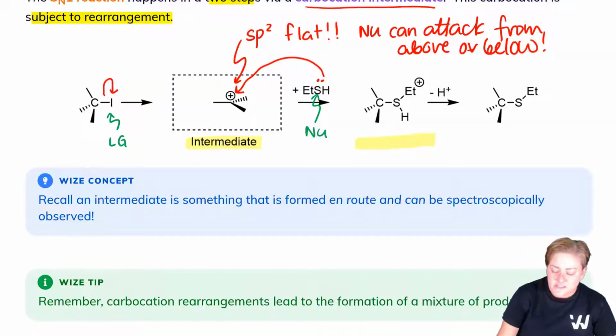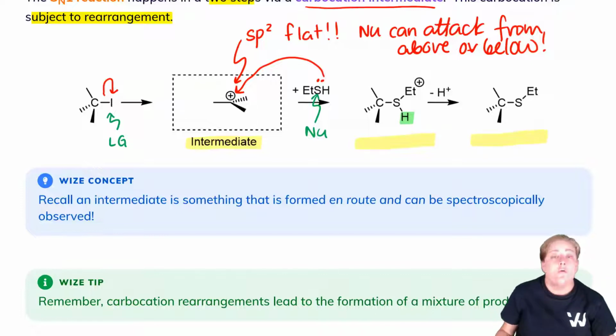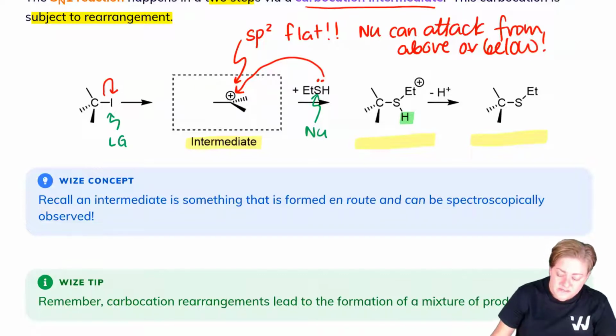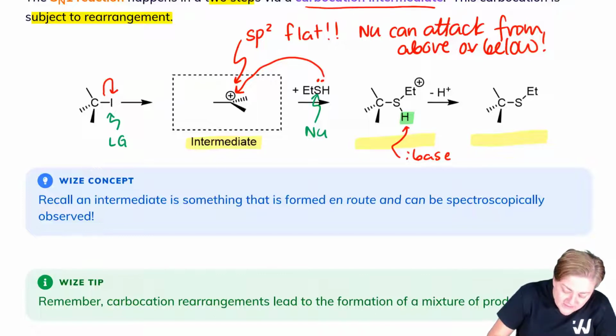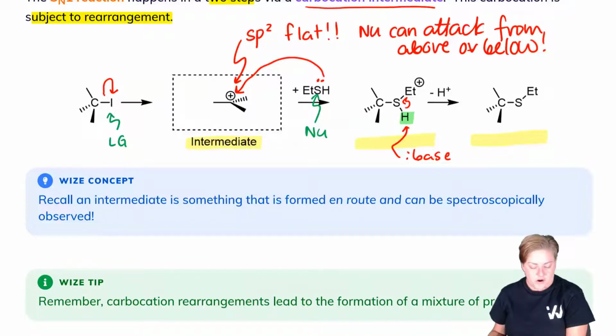The last thing I need to do is abstract this hydrogen atom in order to get to my final product here, which is neutral. This would be done using some sort of base. Here I'll show the base coming in, abstracting this hydrogen atom to send 2 electrons up to the sulfur to get that final neutral product.